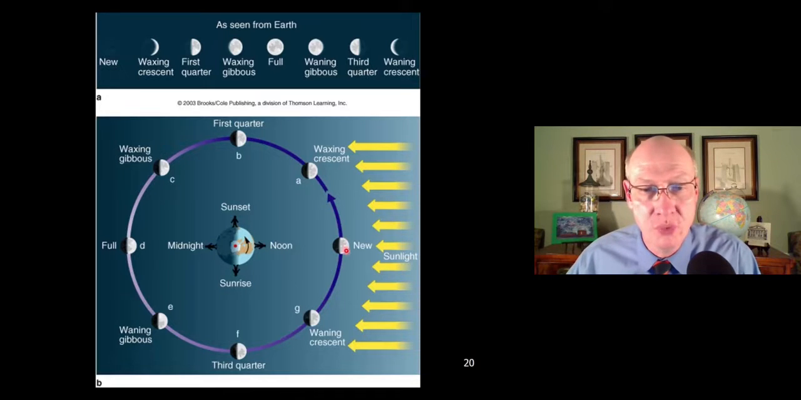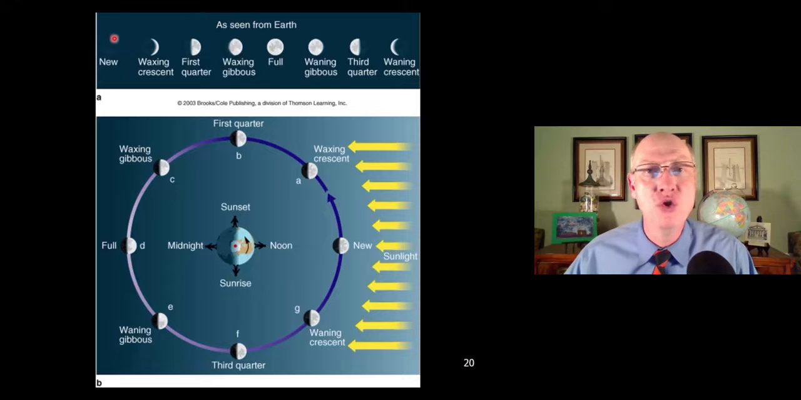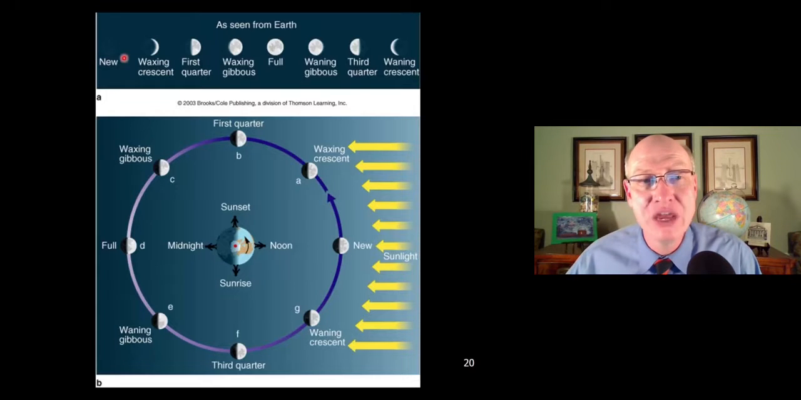Think about the new moon right here. During the new moon, for an observer standing on the earth, when they look up at the moon, the lit side of the moon is facing away from them. The unlit side of the moon is facing towards them. So when they look up there in the sky, they see a new moon, not because the moon isn't lit up. It's because the lit side is facing away from them.